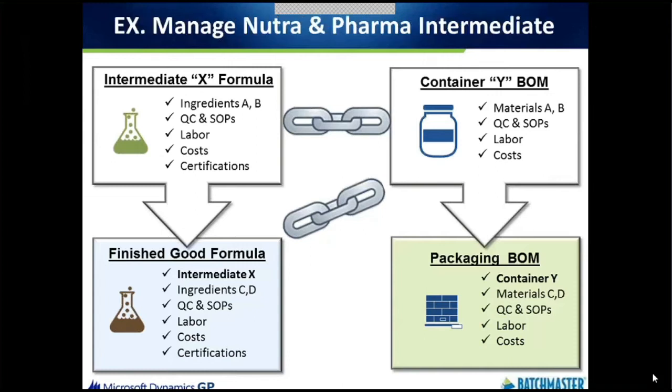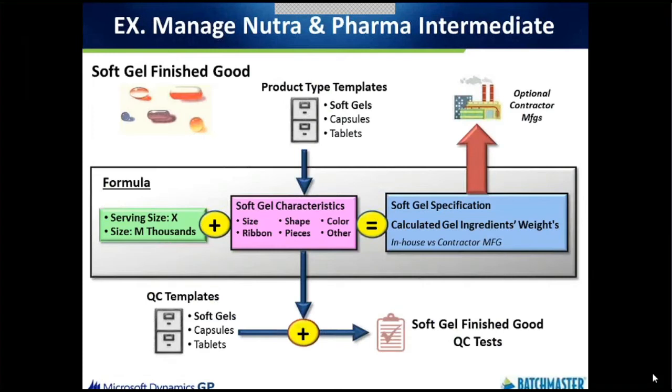So in this example, what I wanted to show, it's a little complicated on the Nutra side because we have a situation here where we have an industry product type template, and that product type template has certain characteristics, and those are used to calculate in the system itself the intermediate, if you will, the soft gel ingredients weights, and that could be used by a contract manufacturer. But this holds true for a food and chemical formula as well, where there's different product types and templates.